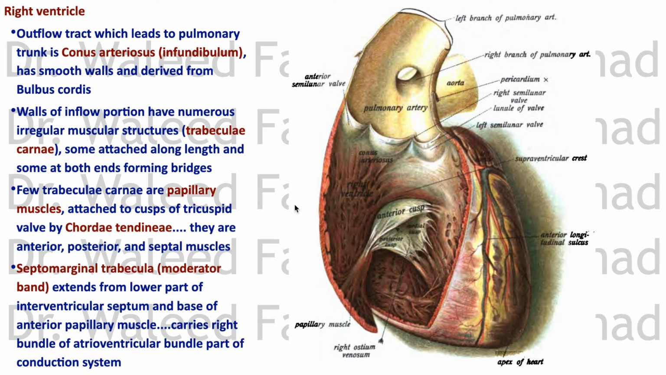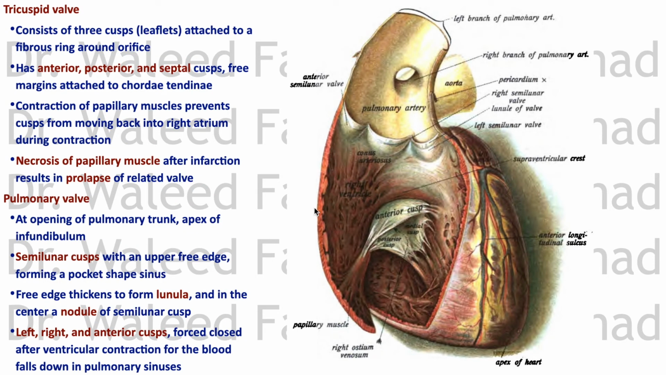Okay, so this is about the right ventricle. We talked about the trabeculae carneae, the papillary muscles, the cusps, and the outflow, the conus arteriosus. These are the parts in the right ventricle. Now the tricuspid valve, tricuspid means three cusps, has three leaflets: anterior, posterior, and septal. And each cusp is connected by chordae tendineae to a papillary muscle.